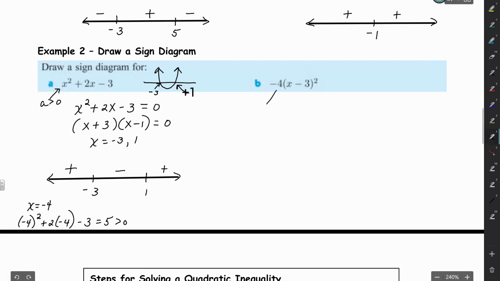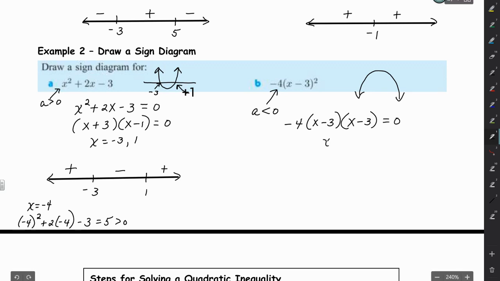We know that we have a value of a of less than 0, so we know that we have a graph that's going to be upside down. The next thing we're going to do is find the zeros. So let's say we've got -4(x - 3)². Really, (x - 3)² is the same as (x - 3) times (x - 3), so it's already in factored form.